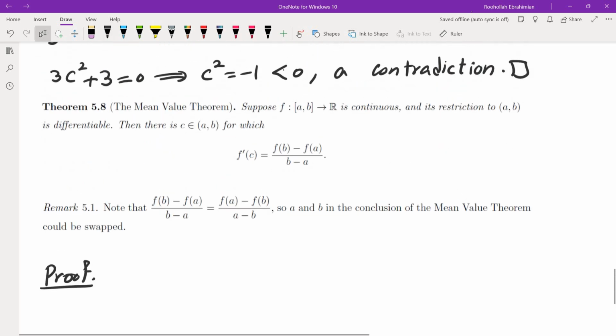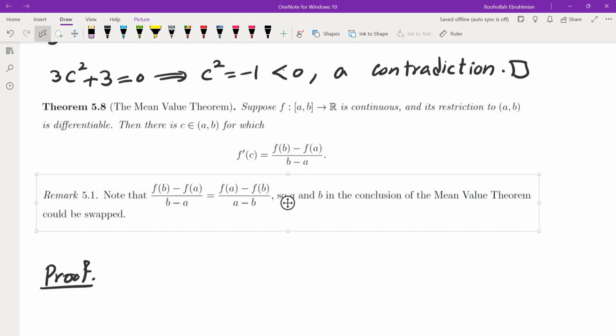Okay, so I stated the mean value theorem before, but the more rigorous statement is that you need the function to be continuous over the closed interval. You need it to be differentiable over the open interval. Then there is a c such that the instantaneous rate of change of the function at c is the same as the average rate of change of the function over the entire interval.